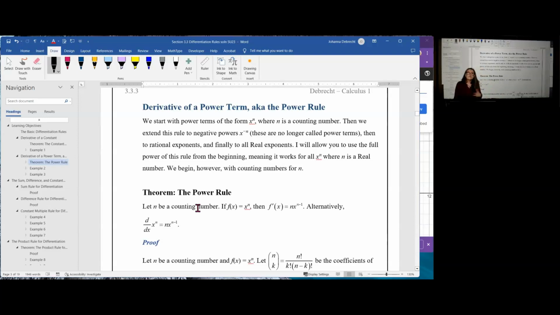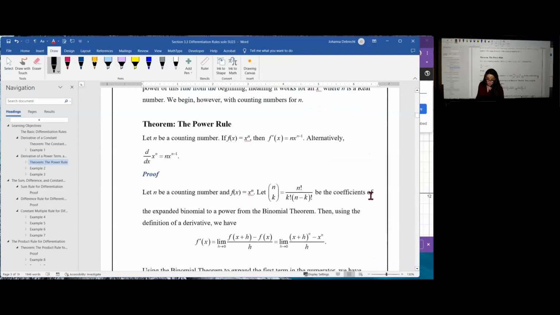I'll let you use the full power from this section on. Basically, the power rule works for all x to the n where n is a real number. Let's take a look at the power rule now.